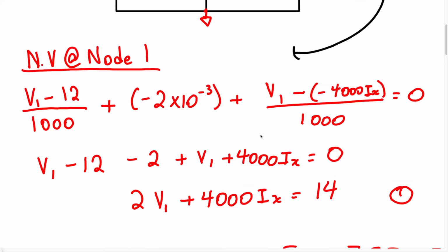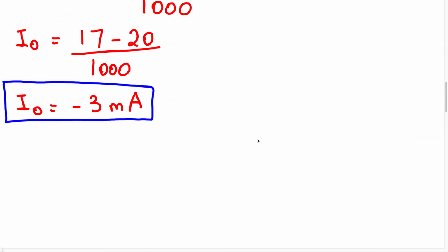Okay, now let's start to write a KVL at the outer loop. So we have KVL, I'm going to use a different color, KVL at outer loop.